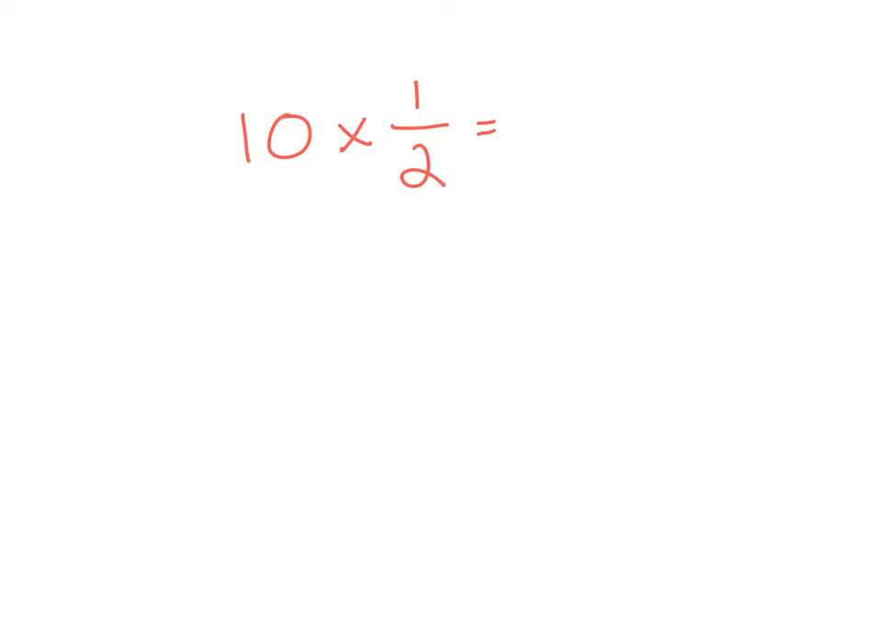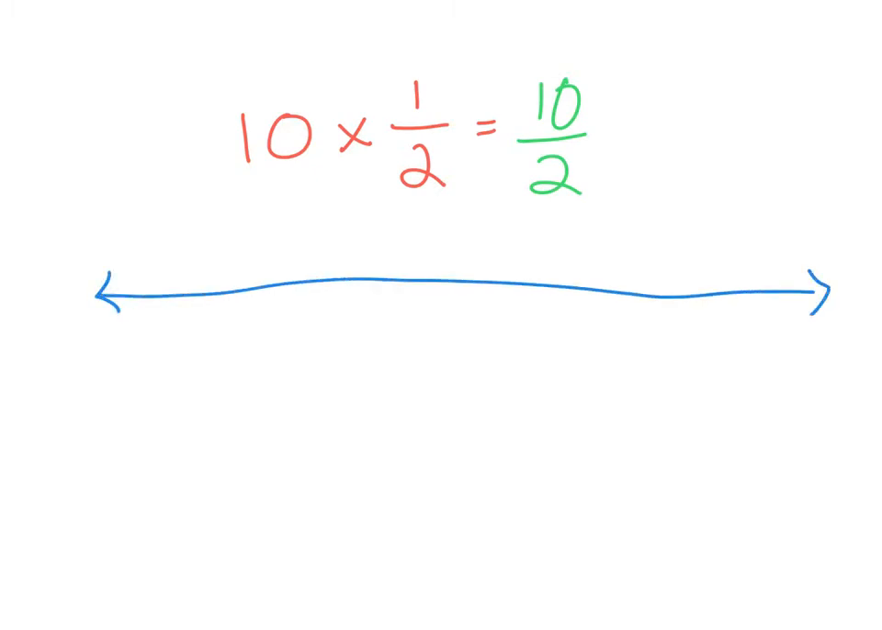Next one is 10 times a half. So 10 times a half is 10 halves, okay? But we have to show this on a number line. So I'm going to create my number line, and I'm going to make this into halves. And so we're going to start our number line at 0, then we have a 1, then a 2, then a 3, then a 4, and a 5.